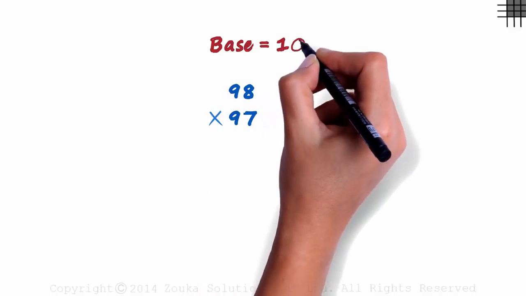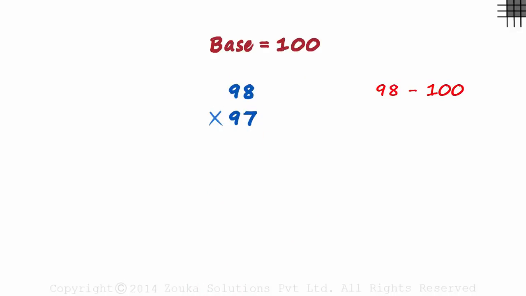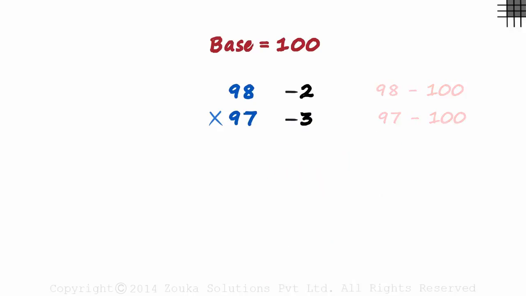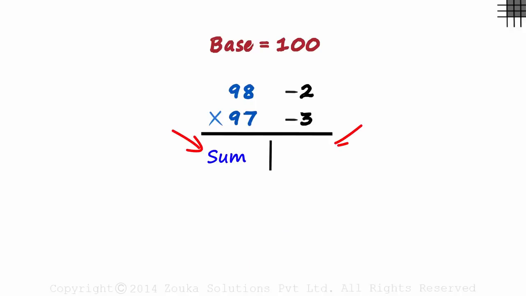Say we want to multiply 98 with 97. Both these numbers, as we can see, are close to 100. So the base is 100 here. 98 minus 100 is minus 2 and 97 minus 100 is minus 3. Then we make a partition. On the left we write the sum and on the right we write the product.